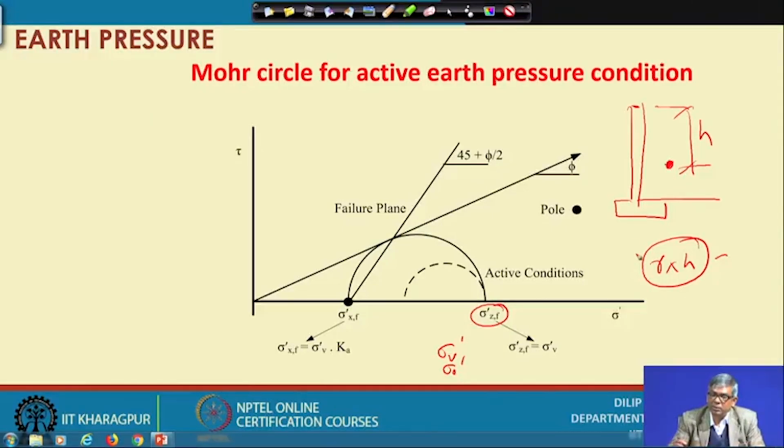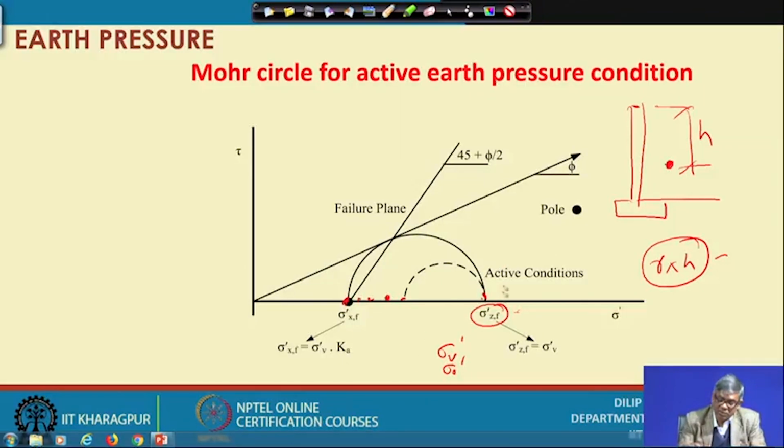How do we find that? Initially, at rest condition, sigma v is multiplied by K naught, but slowly because of this movement this value will be reduced, as I have mentioned before. This was sigma v, this sigma h initially, then it comes here, then here, then here. At failure suppose it is here. So, this is the minimum value, this is the maximum value, and they are principal stresses.